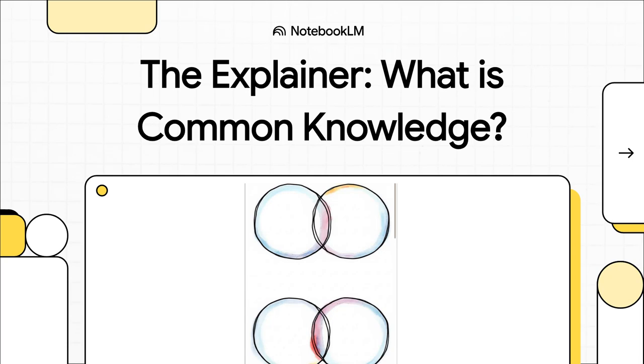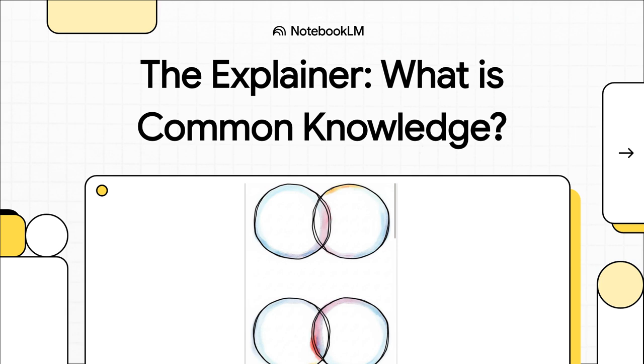Welcome to The Explainer. Today, we're diving into a concept that is so fundamental, so deeply woven into our social lives, we barely even notice it's there. It's like an invisible glue that lets us coordinate on everything, from finding a lost friend to stopping at a red light. We're talking about common knowledge.